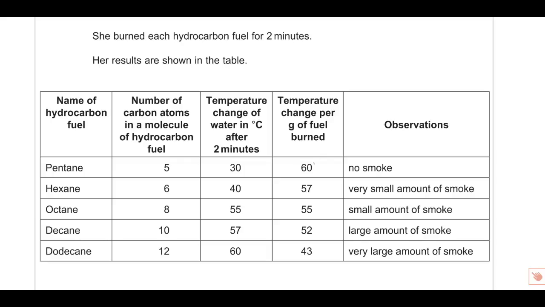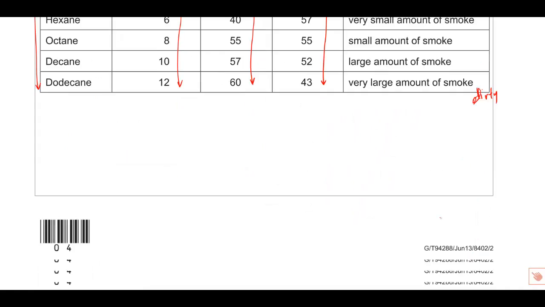Then we're given a table and it's these results, and the table gives you a range of hydrocarbons, alkanes. Going down here we can see that the carbon number is increasing, going from 5 through to 12 there. Then we're given the temperature change of water in Celsius after 2 minutes, and we can see that as the number of carbons increases, the temperature change after 2 minutes increases, which is excellent, but the temperature change per gram of fuel burned actually decreases. Finally, observations, we've got what you could say is quite clean up this end, and then what you've got down here being dirty fuels. So what's the question actually asking? I've not even got to the question yet.